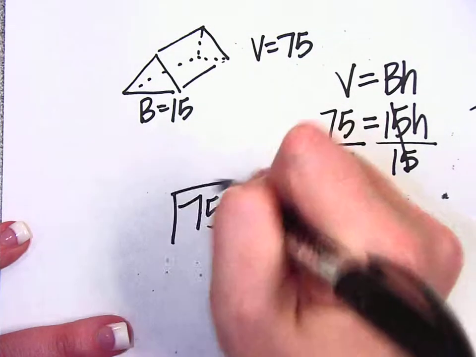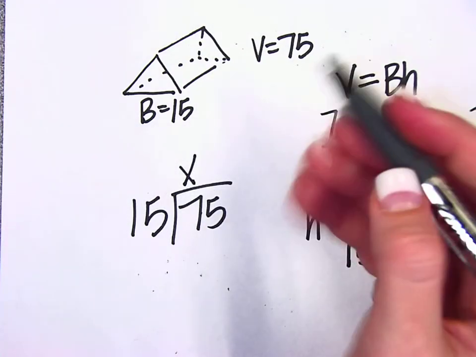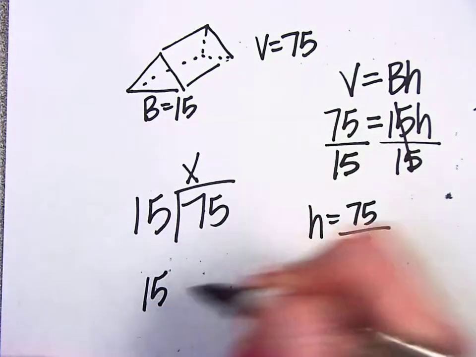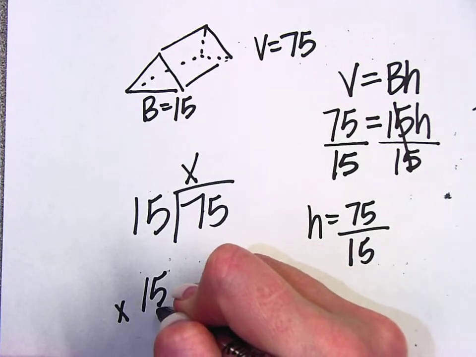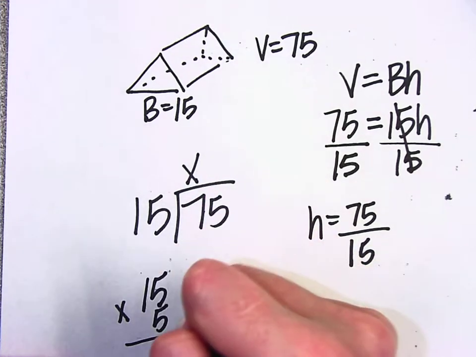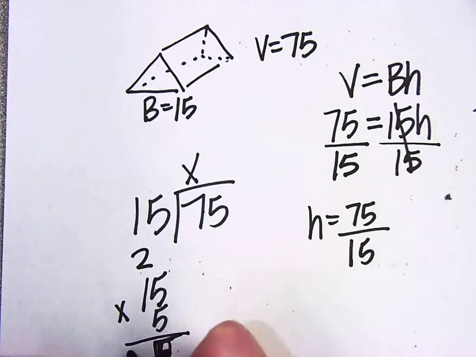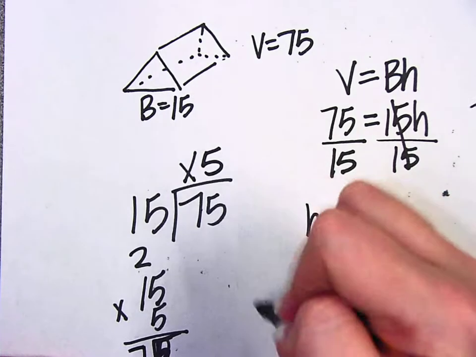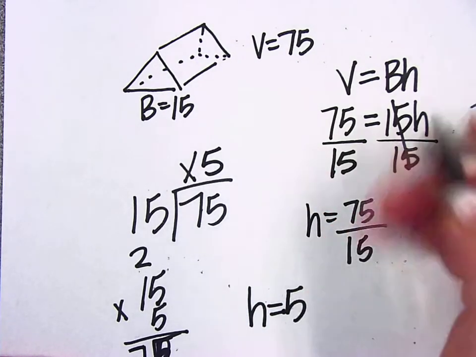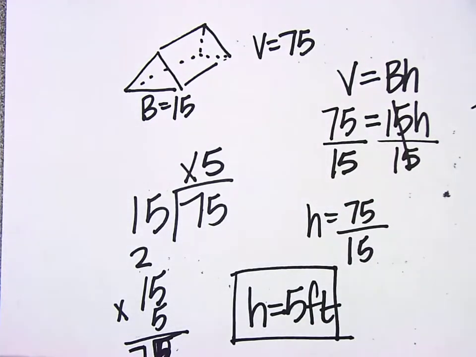So 75 divided by 15. 15 does not go into 7 evenly. So let's see. 15 times, let's do 5. 5 times 5 is 25. And 5 times 1 is 5 plus 2 is 7. So that means that our height is 5, and let's say we were working with feet. And that is some examples of finding volume with pyramids and prisms. I hope that helps.